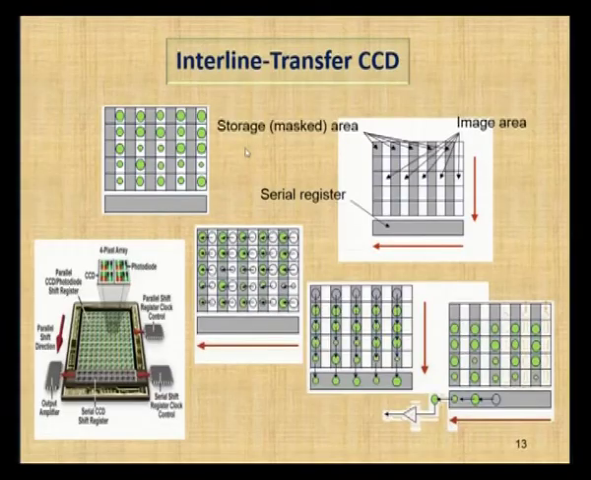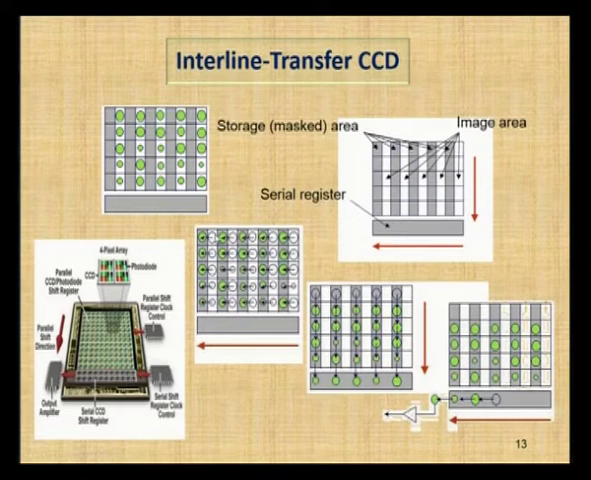Next, interline transfer. The name itself indicates it is line. One whole line will be masked, and another line will be an image area. This is how it looks. The gray colored column indicates the masked area, and the white colored column indicates the image area. On this we are going to expose the light.